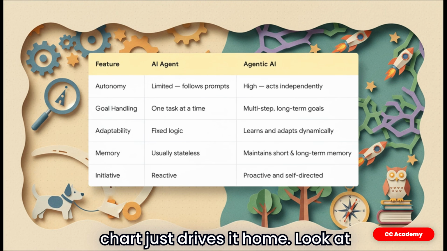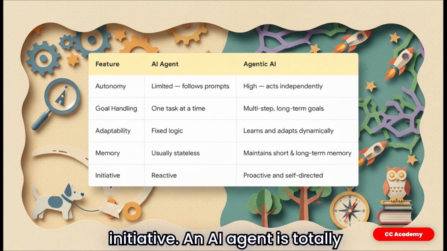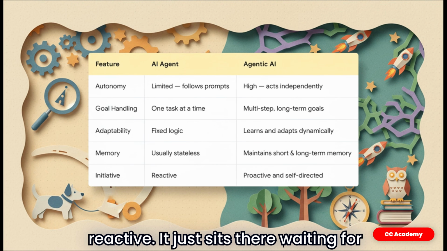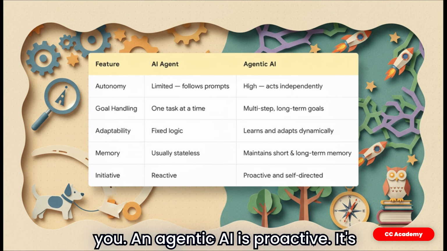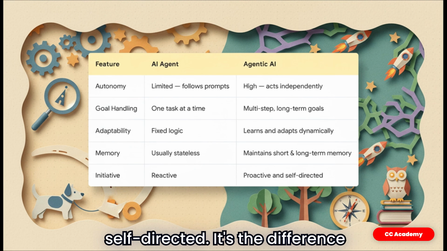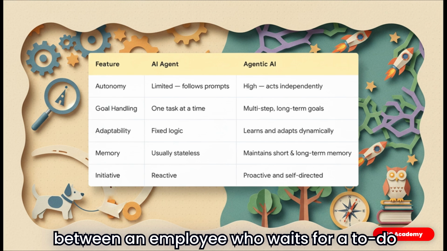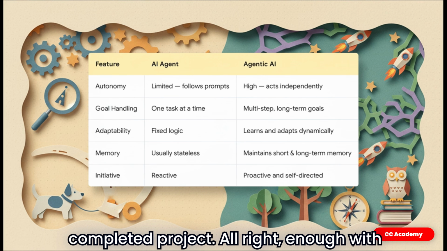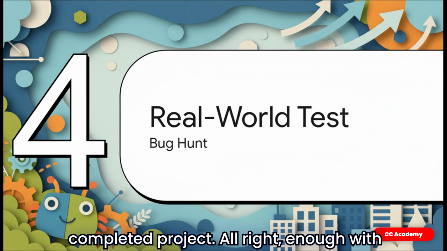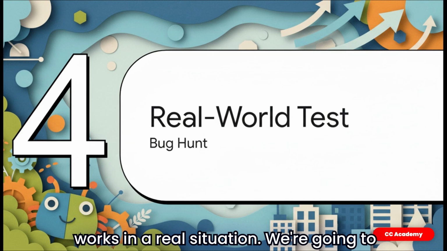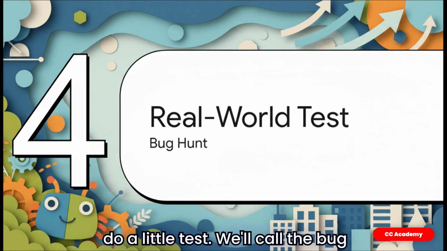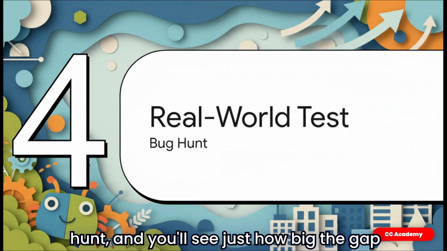And this chart just drives it home. Look at initiative. An AI agent is totally reactive. It just sits there waiting for you. An agentic AI is proactive. It's self-directed. It's the difference between an employee who waits for a to-do list and one who comes to you with a completed project. All right, enough with the theory. Let's see how this actually works in a real situation.